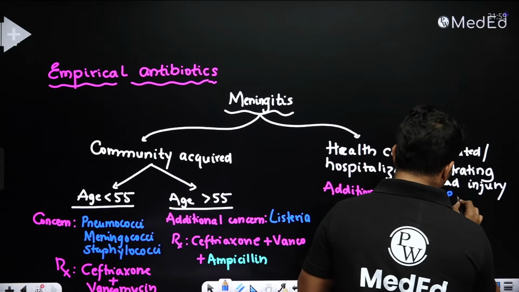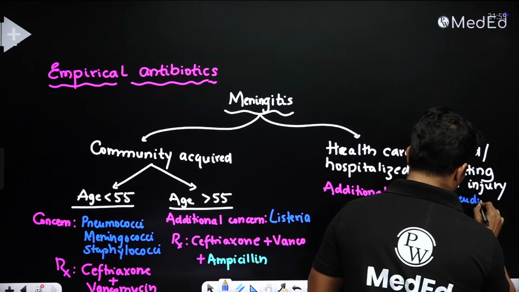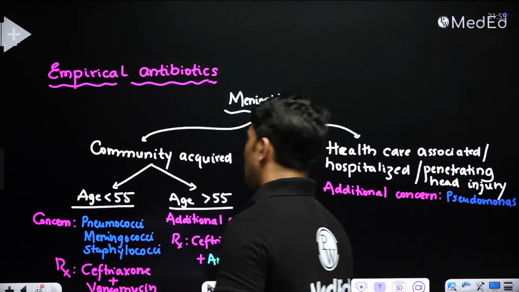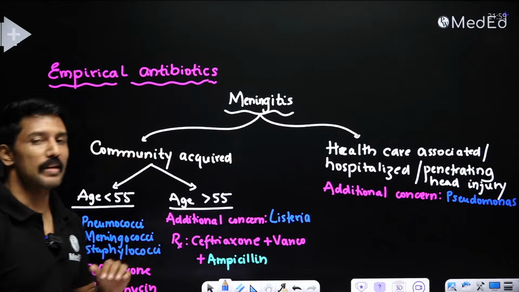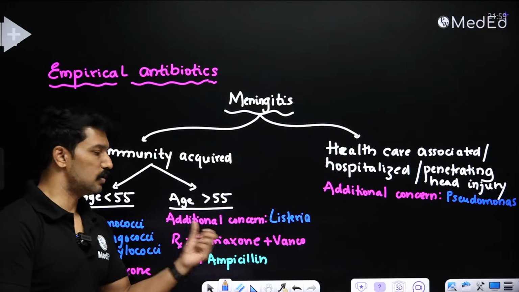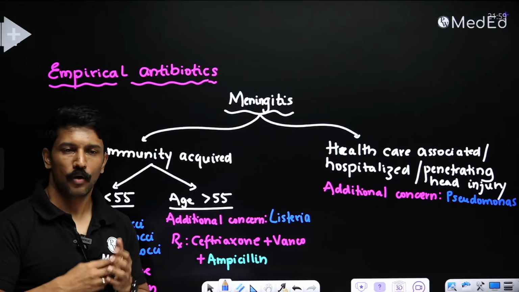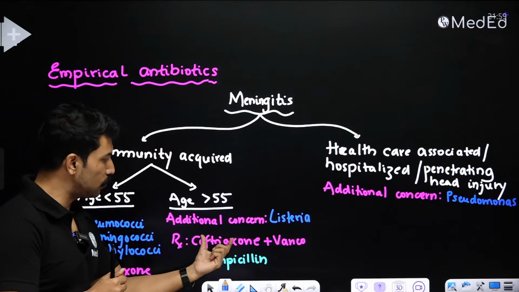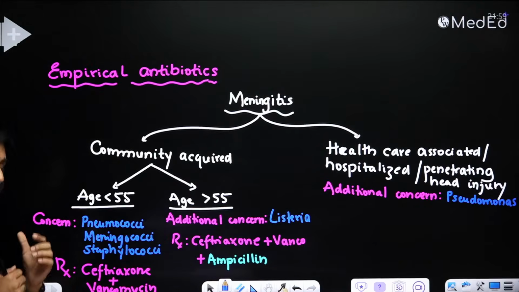So either I can think of a 4th generation cephalosporin to cover for Pseudomonas or a carbapenem. Now I have a question. If I am bringing in a 4th generation cephalosporin, do I need to continue ceftriaxone? Or if I am bringing in a carbapenem like meropenem, do I need to continue ceftriaxone for pneumococci, meningococci?